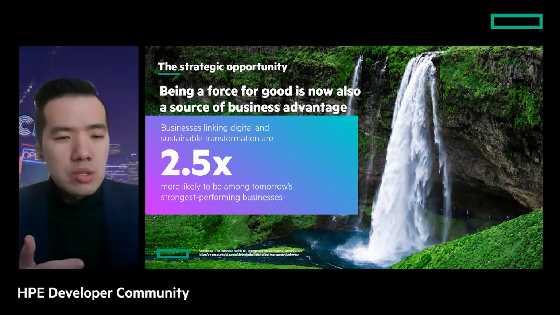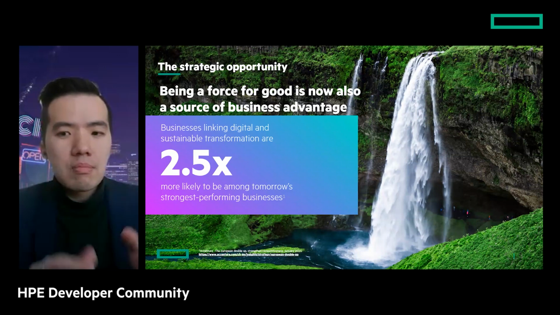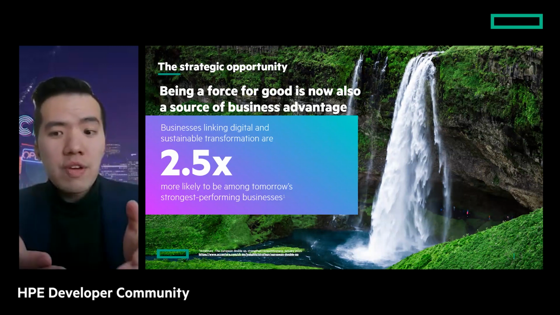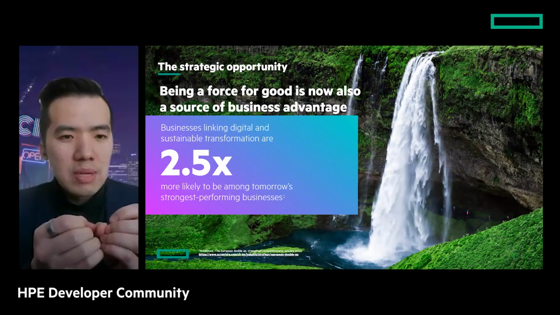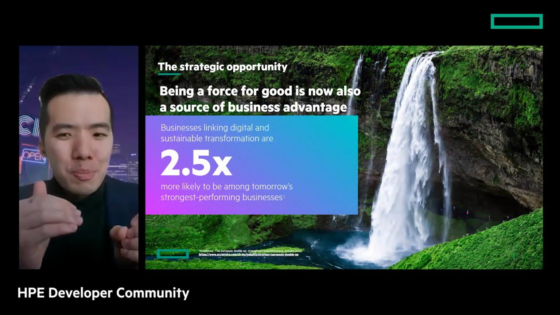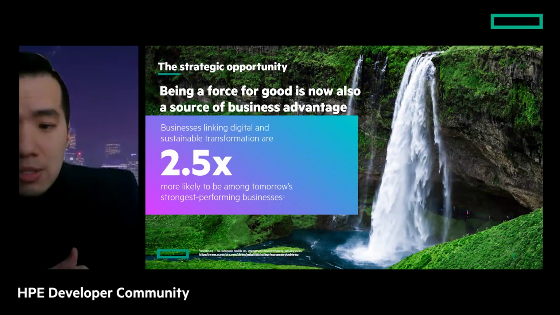And so with the research that's on the slide here, there is a good body of evidence to show that linking digital and sustainable transformation is a good predictor of whether your business will be one of the stronger performing businesses of tomorrow.